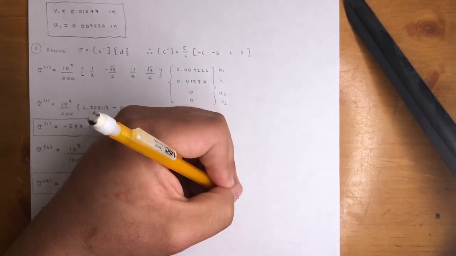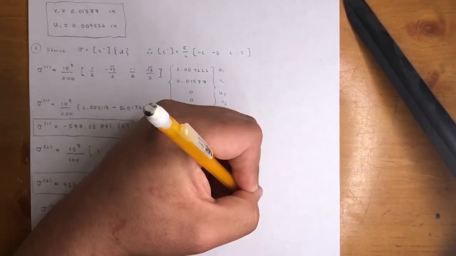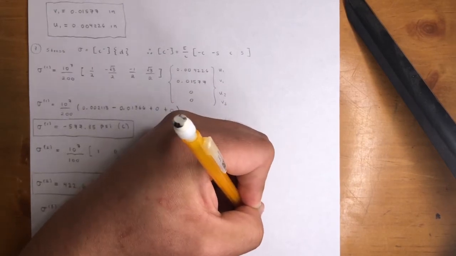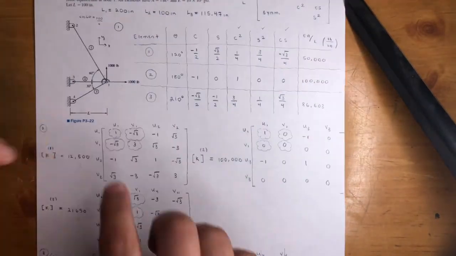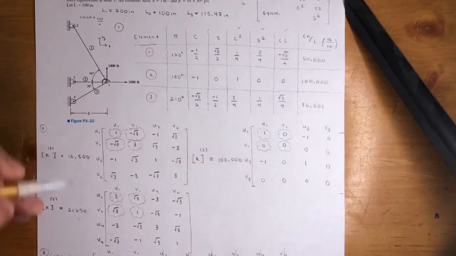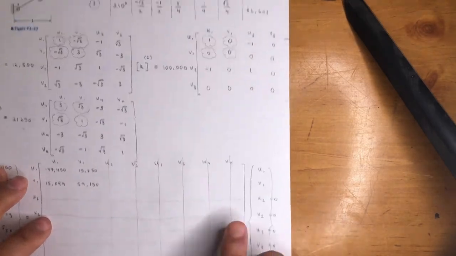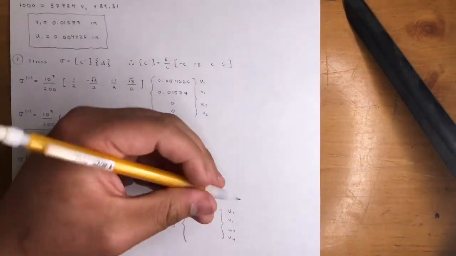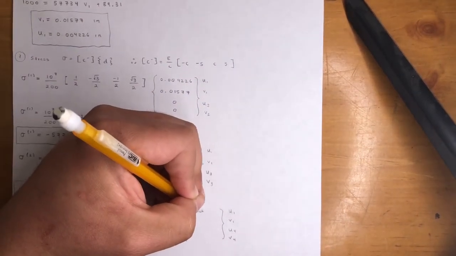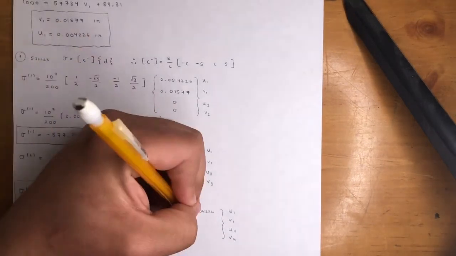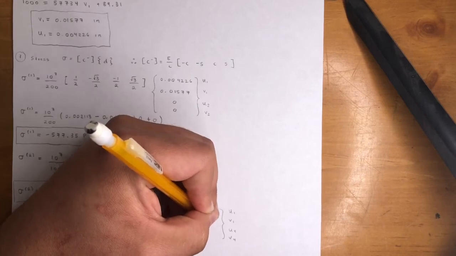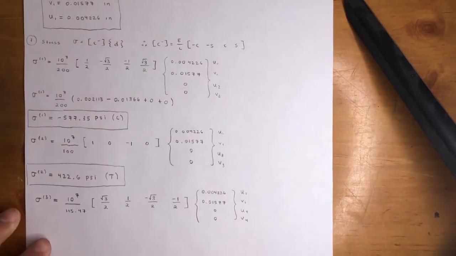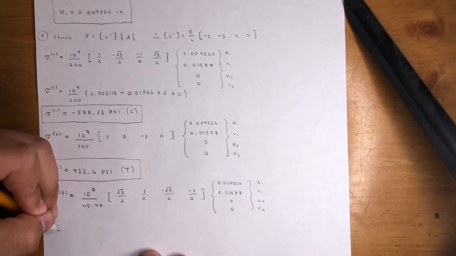Okay? We're going to multiply that by the same thing, right? It's U1, V1. Now it's between nodes 1 and 4, so it's U4, V4, right? Because 1 and 4. But, I mean, all these are 0 anyways, so it's going to look exactly the same. So U1, okay, then V1 is 0.01577 and 0 and 0. Do the math one more time. This one's a little more confusing, so we got to write it out.